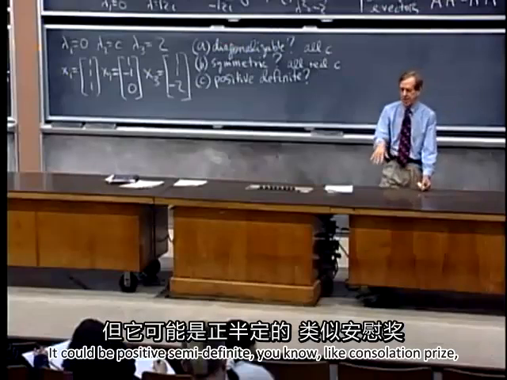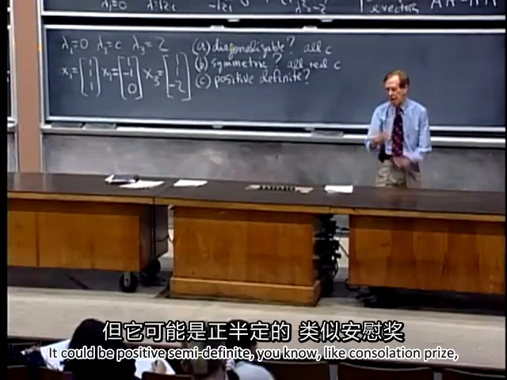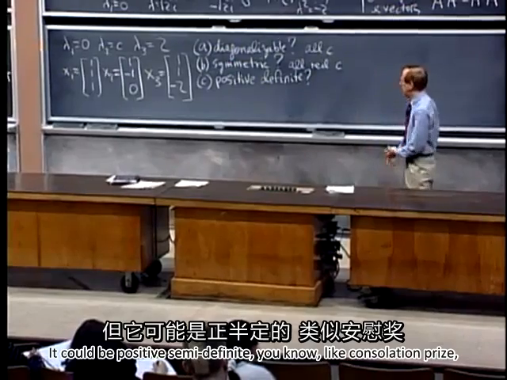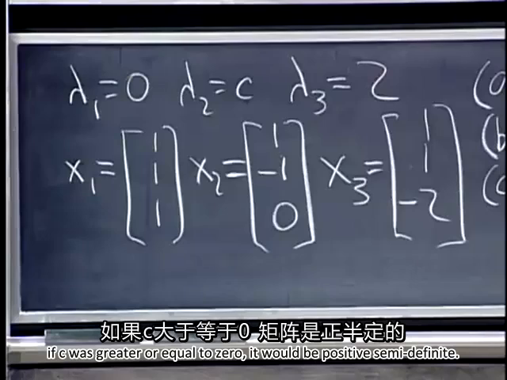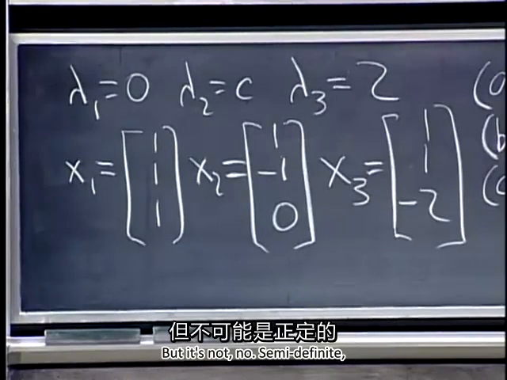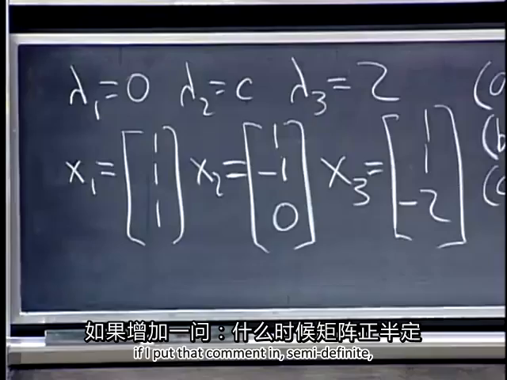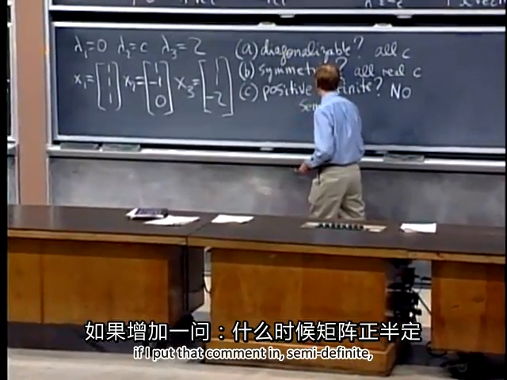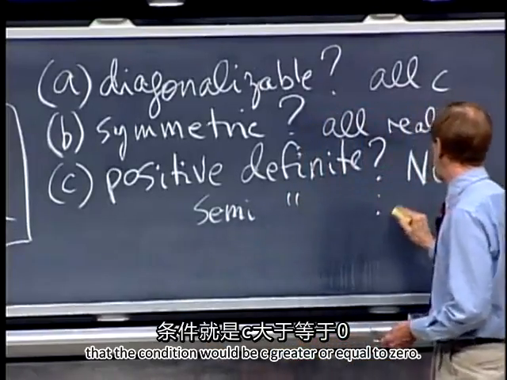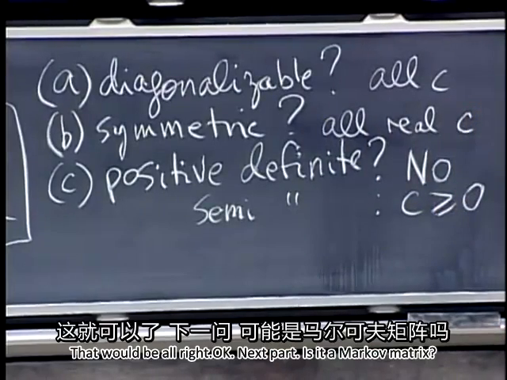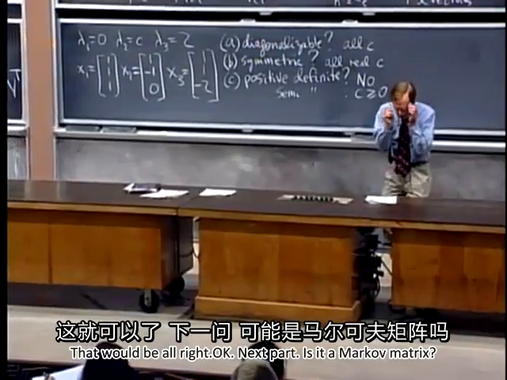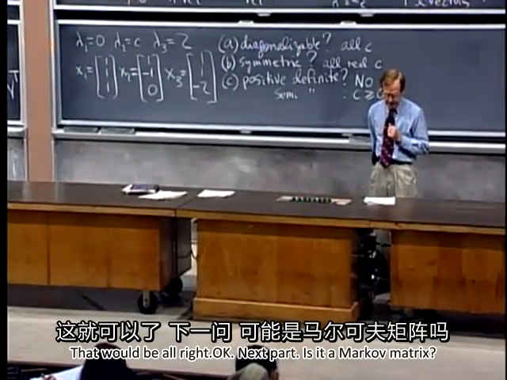It could be positive semi-definite, you know, like consolation prize. If C was greater or equal 0, it would be positive semi-definite. But it's not. No. If I put that comment in semi-definite, the condition would be C greater or equal 0. Then we'd be all right. Okay. Next part. Is it a Markov matrix?